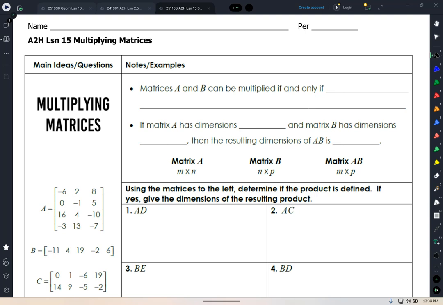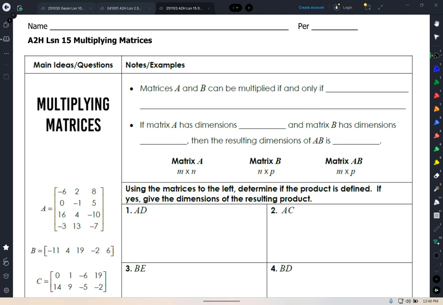Multiplying matrices. Okay. So we're just going to talk about a generic A and B matrices. I know you have some matrices over on the left side of your paper. For this particular explanation, just think generic A and B, not the ones that you see over on the left. Okay, we'll talk about those in a minute.